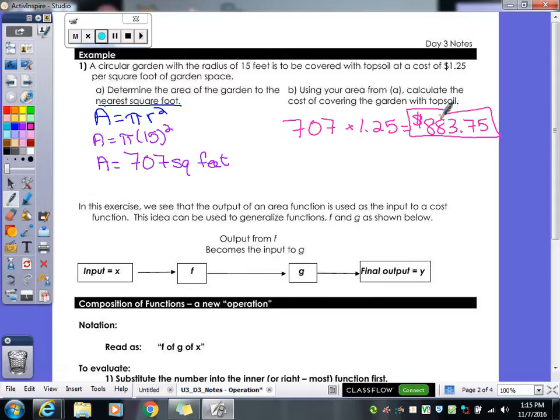It is pretty expensive. That's why I'm always telling my husband we need less gardens and more grass. Let's just make that grass over there. He's like, no, I want to build a garden. I'm like, no.